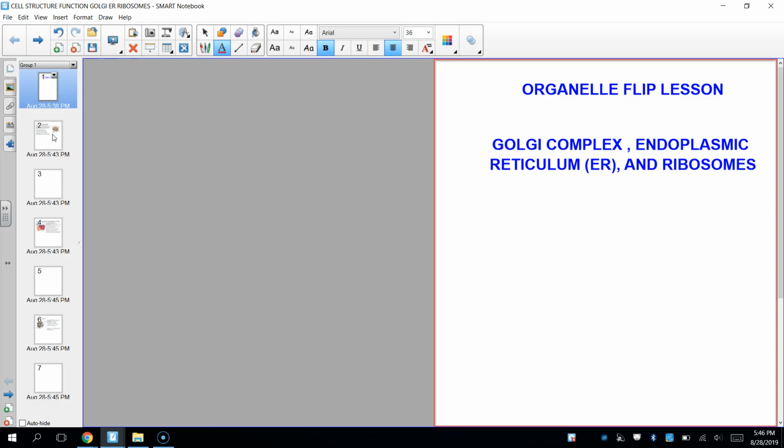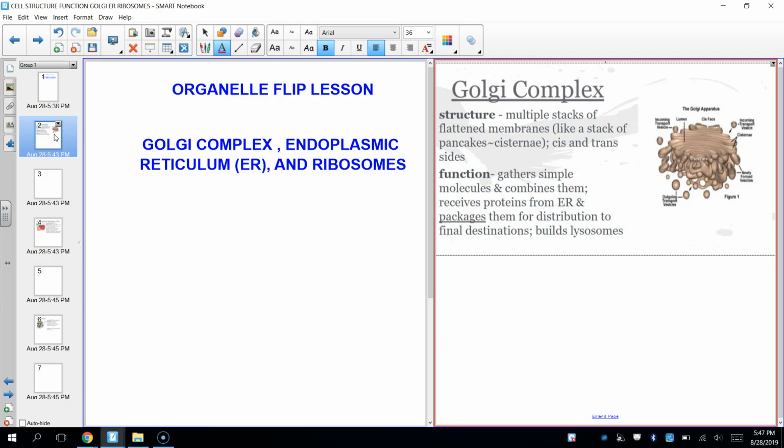Okay, so this is going to be a flip lesson on three more organelles that we find in cells. Those three organelles are the Golgi complex, the ER, and the ribosomes.